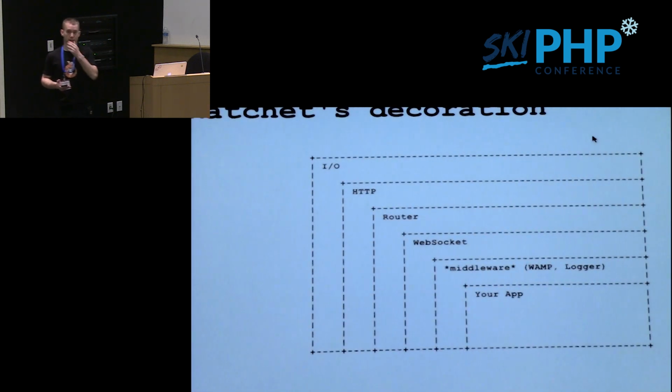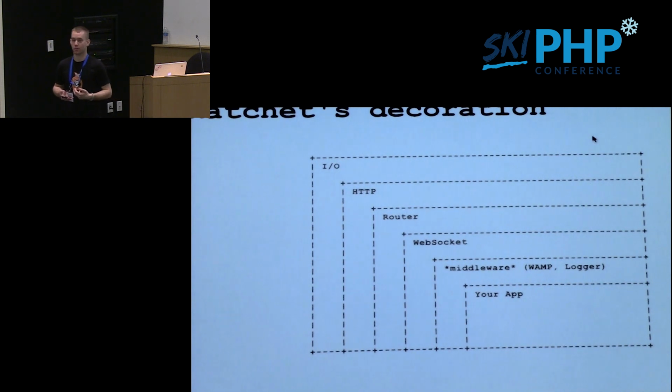So how does Ratchet work internally? How does app work? And this is what you used to have to compose yourself. Ratchet works by using the decorator pattern, which is an object-oriented design pattern. It starts with an I/O component, which is bindings to React's I/O. After that is an HTTP layer, because it has to handle all incoming HTTP requests for that connection upgrade process I showed earlier. Then we have a router, which can host different apps based on the URL you take. So /chat was the one we just showed.